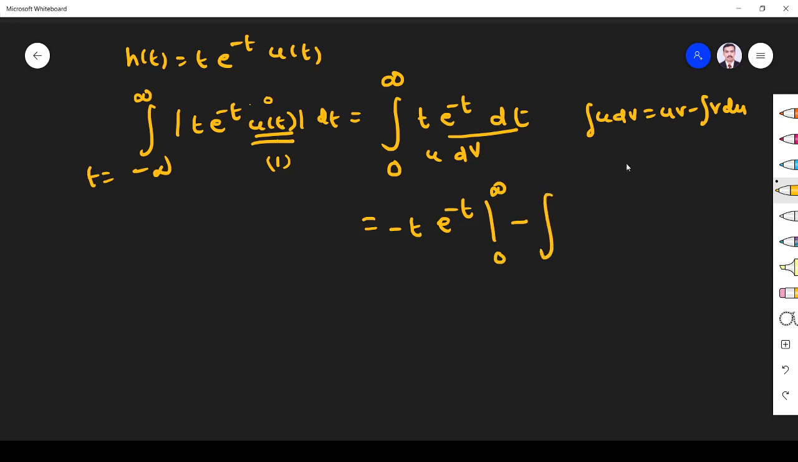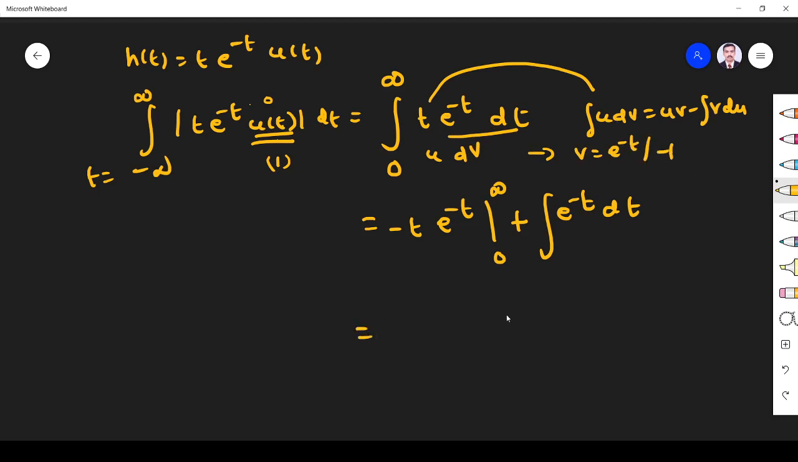So minus integral v is nothing but, what is v? It is e power minus t by minus 1, it will become plus 1. du is 1, so it is dt. Are you understanding the logic? So you apply this. This is u, dv is this one. So dv is e power minus t dt, which implies v is equal to e power minus t divided by minus 1. Substitute that.